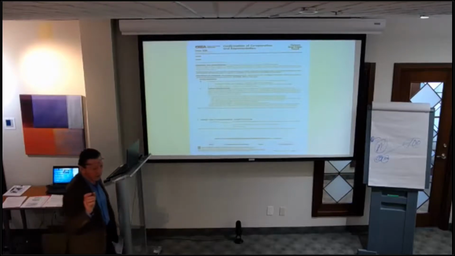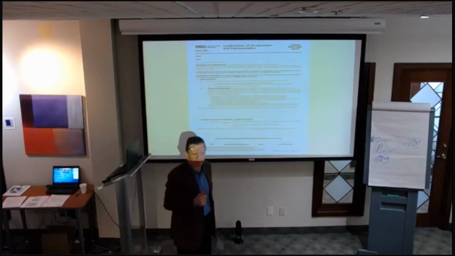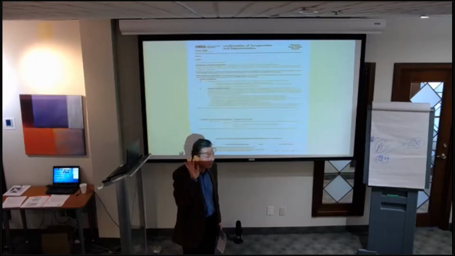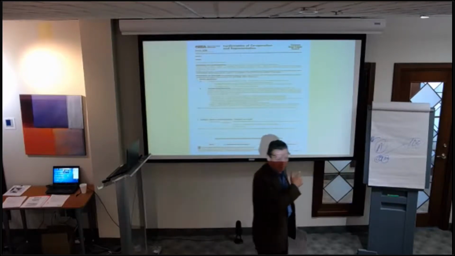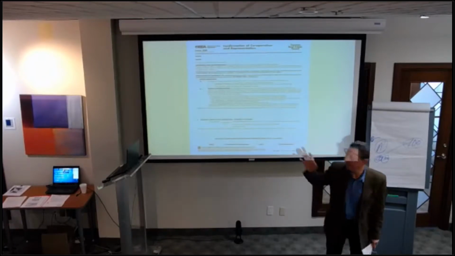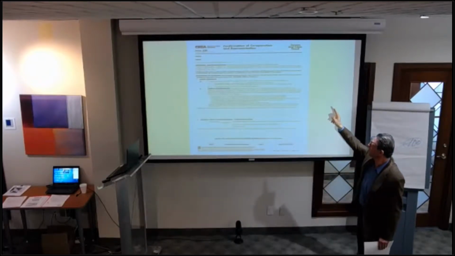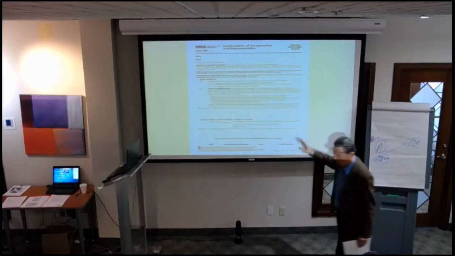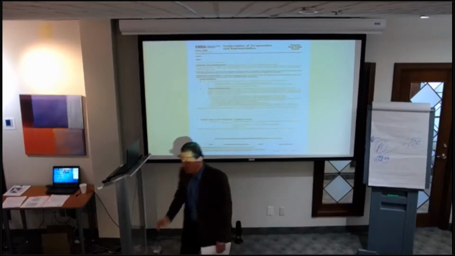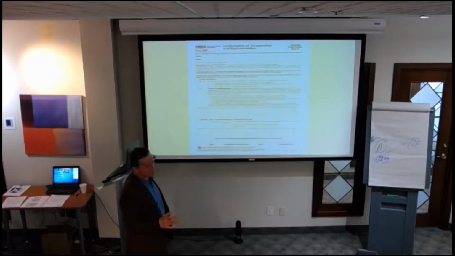First of all, can anyone tell me what's the benefit of this form? Why are we using it? This is how you got your commission. That's it. So if you don't have this, you may not have money, because it says confirmation of cooperation and representation. So we are using it to make sure who we are representing, how we are representing, and how we're going to get paid.